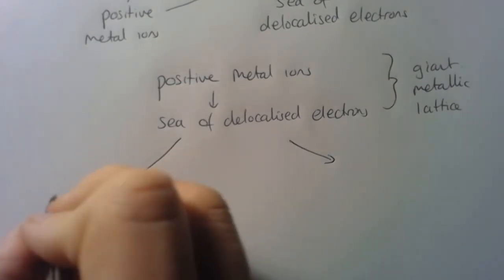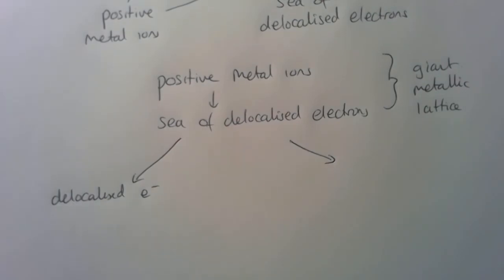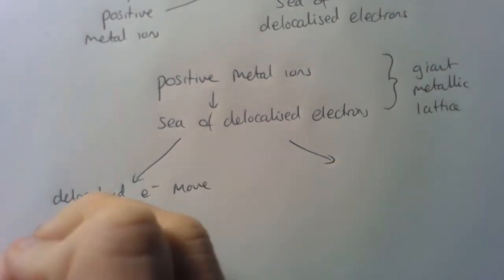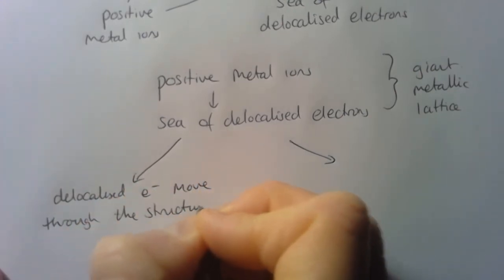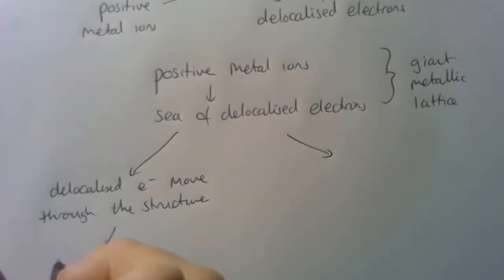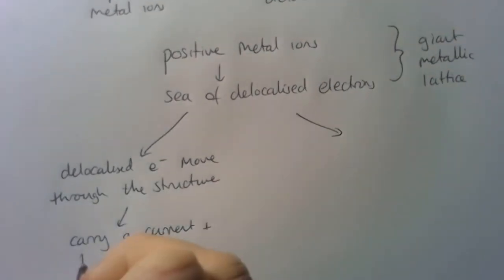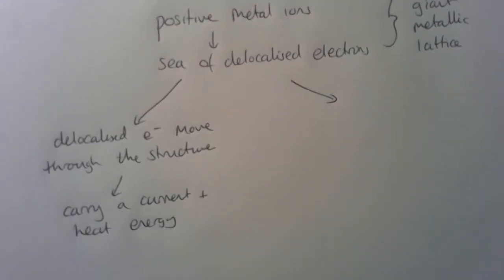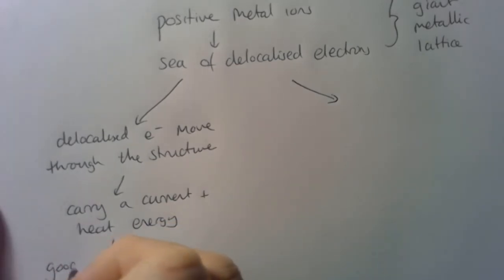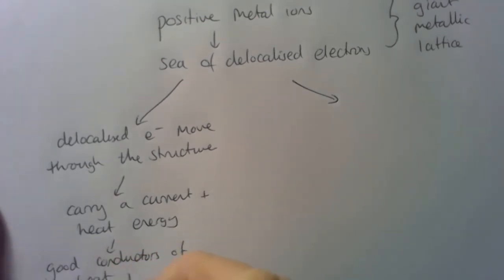These delocalized electrons, and I'm just going to write that again, delocalized electrons, as e minus to represent an electron, can move through the structure. If they can move through the structure, they can carry a current, and they can also carry heat energy or kinetic energy. So as a result of that, metals are good conductors of heat and electricity, or thermal energy and electricity.